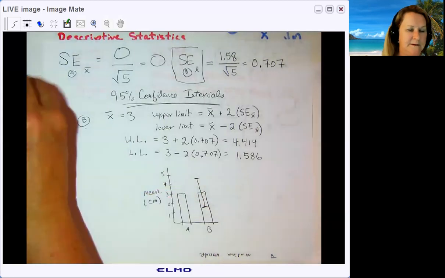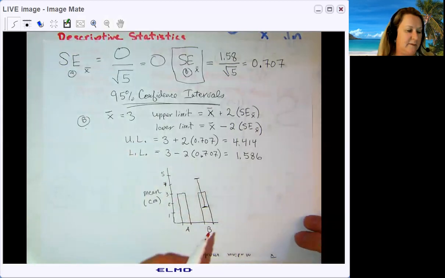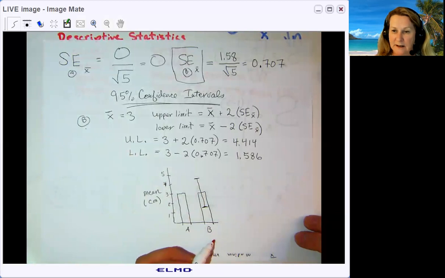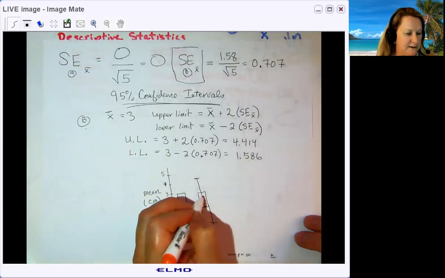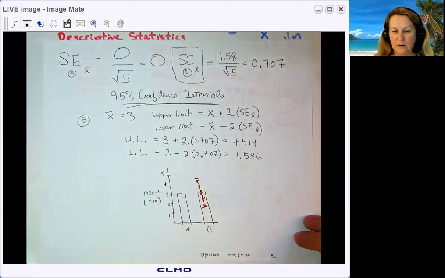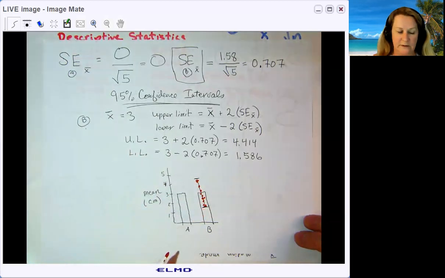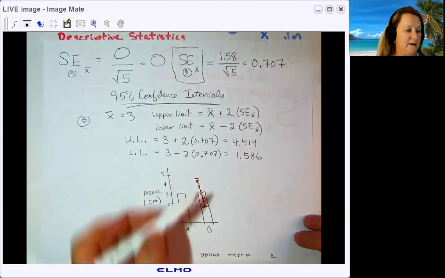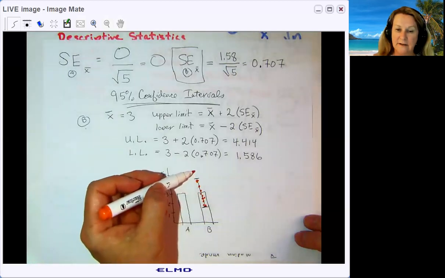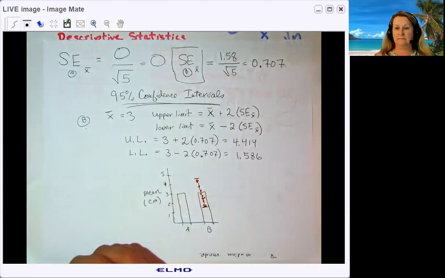Now, what does this mean? This means if I went out and repeated the same experiment that gave me data set B, 95% of the time, I would expect the mean to fall somewhere in that interval, somewhere between the upper and lower limit of that 95% confidence interval. Occasionally, would the mean fall outside that interval? Yes, and we would expect that to happen. How often? That's right, 5% of the time.